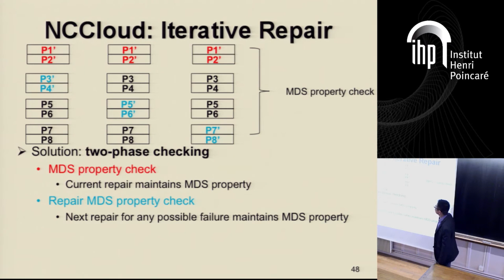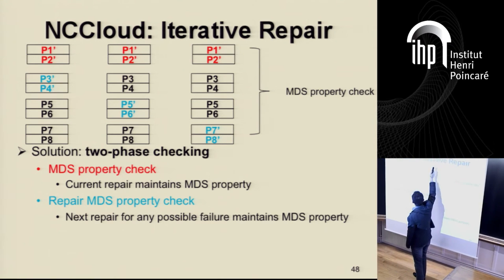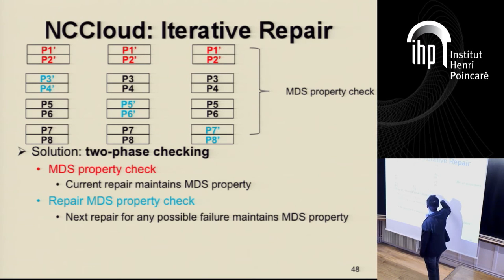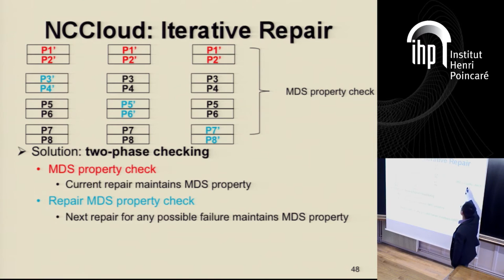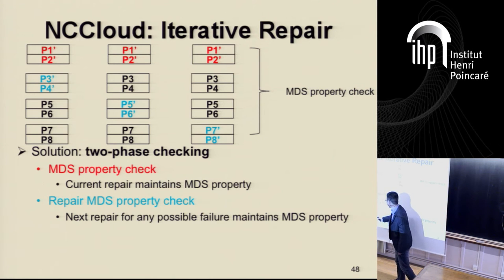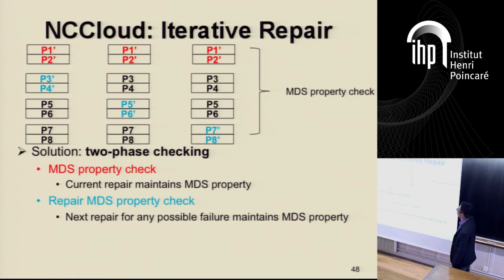That is the first check. And the second check is that once the cloud is repaired, then in the next repair, cloud 2 may fail, or cloud 3 may fail, or cloud 4 may fail. So we enumerate all the cases and check whether the MDS property is maintained in all these cases. That is what the repair MDS property check means. Based on the two-phase checking, we designed FMSR for NCCloud.